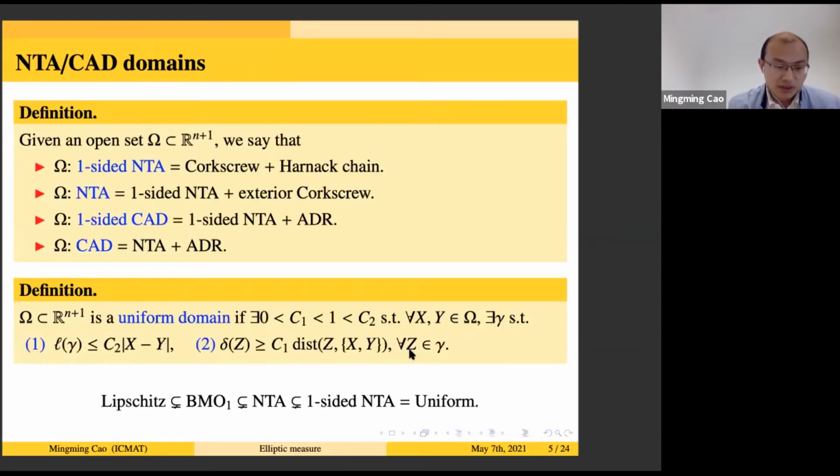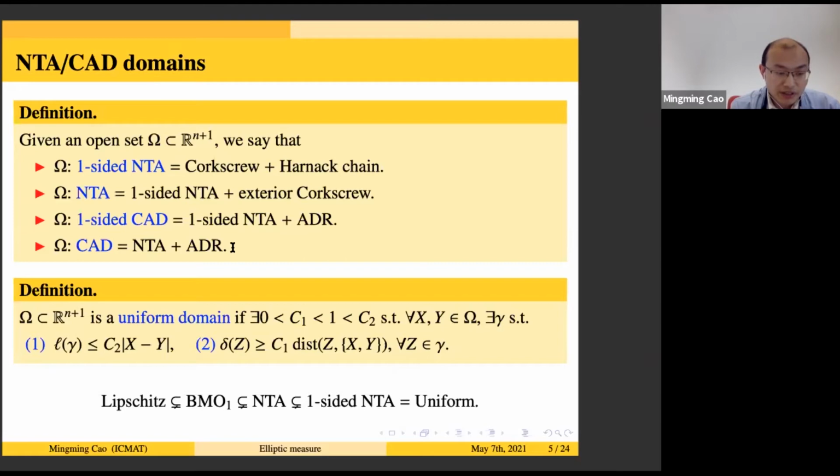Okay, using this definition, we define NTA and CAD domains. Here, NTA means the non-tangential accessible domain. C means chord arc domains. Given an open set omega, we say that it's a one-sided NTA domain if it satisfies the corkscrew and Harnack chain condition. Omega is called an NTA domain if it's a one-sided NTA domain, and the exterior of omega satisfies the corkscrew condition. Okay. A one-sided NTA domain with Ahlfors regular boundary is called a one-sided chord arc domain. And any NTA domain with Ahlfors regular boundary is called a chord arc domain. Yeah, this is a definition.